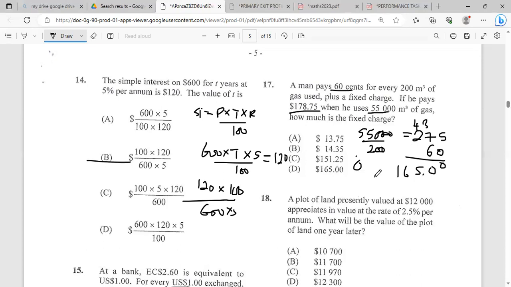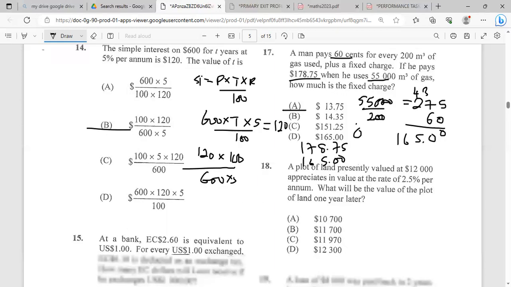So this is without the fixed charge. So all we have to do is subtract this amount without the fixed charge from the total. And that would be what you add to this to give you the 178. So we see it ends with 75, so that means A. All right, let's look at 18.